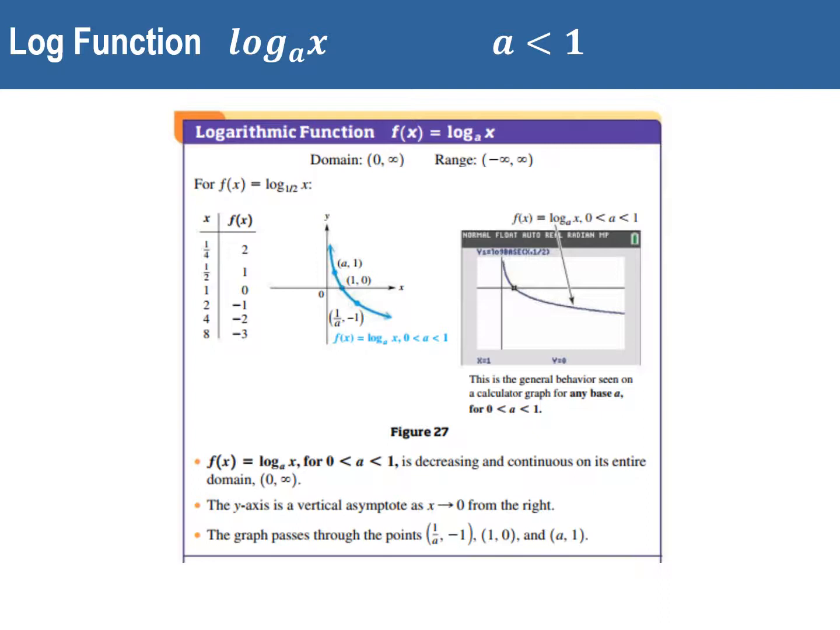When a is less than 1, but again, it's still going to be positive, then the function is decreasing and continuous on its entire domain. It has a vertical asymptote of the y-axis, and it passes through the points 1 over a, -1, 0, 1, and a, 1.